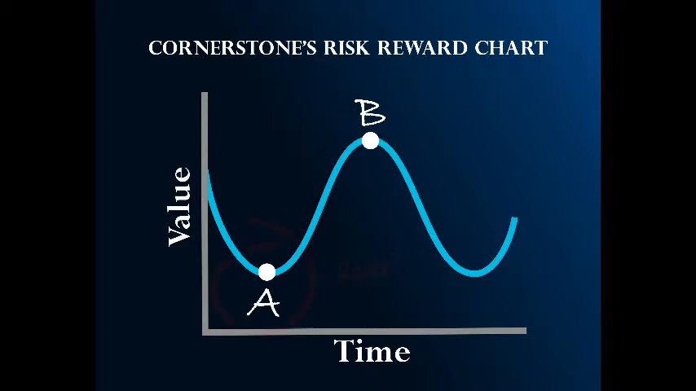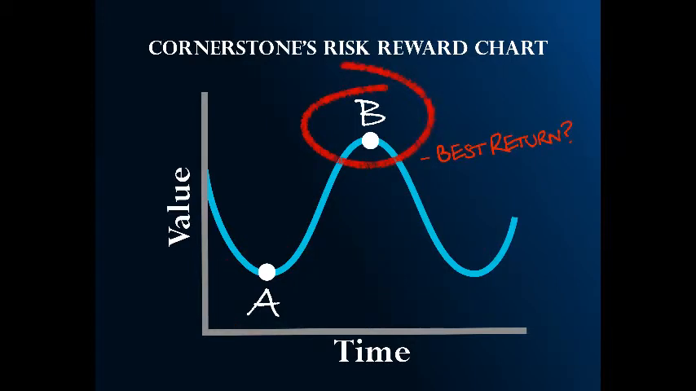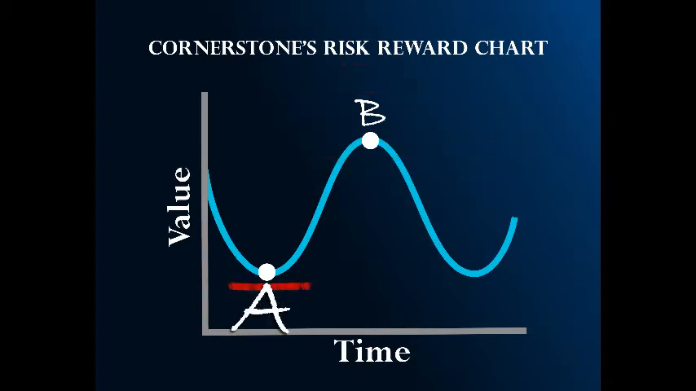Most investors guess that A has the most risk while B has the most return. But this isn't the case. A is at the bottom of the cycle, so it has the least risk with the most potential return, whereas B is already at the top of the cycle, so it has the most risk and the least potential return. The chart only goes up from point A and only declines away from point B.